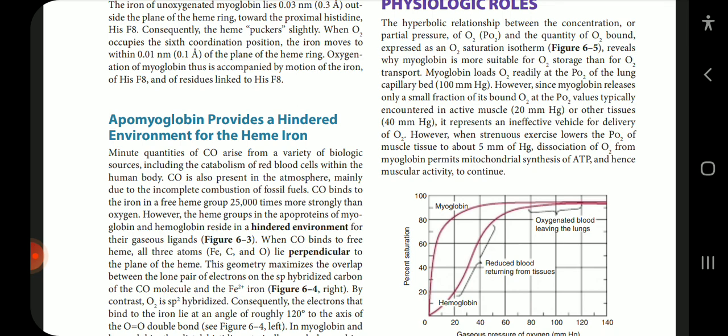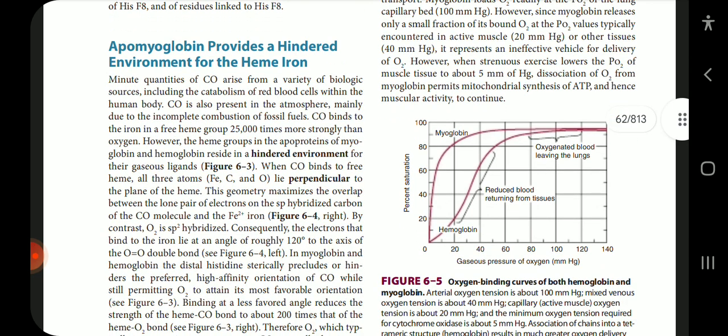However, since myoglobin releases only a small fraction of this bound O2 at the PO2 values typically encountered in active muscle, 20 mmHg, or other tissues, 40 mmHg, it represents an ineffective vehicle for delivery of O2. However, when strenuous exercise lowers the PO2 of muscle tissue to about 5 mmHg, dissociation of O2 from myoglobin permits the mitochondrial synthesis of ATP and hence muscle activity to continue.